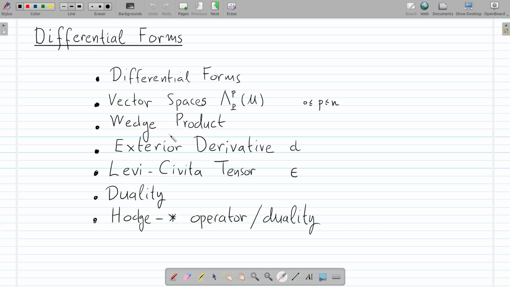In this video, we will introduce differential forms, show that they form vector spaces, and define operations like the wedge product and the exterior derivative, and study the structure that those operations introduce. Then we will define the Levi-Civita tensor and discuss the duality between differential forms related to it.